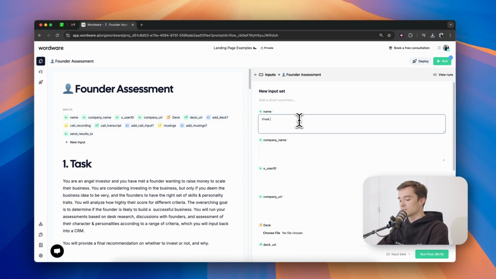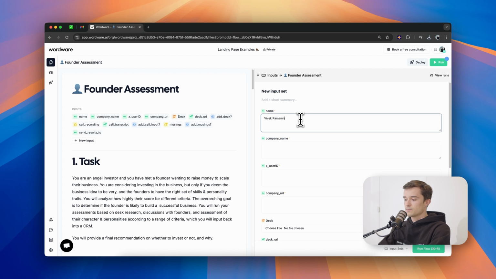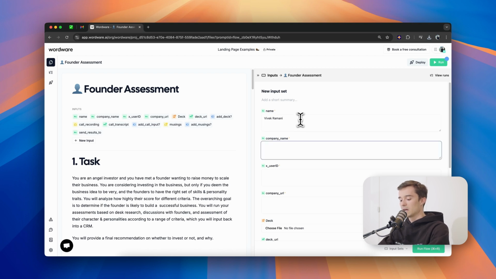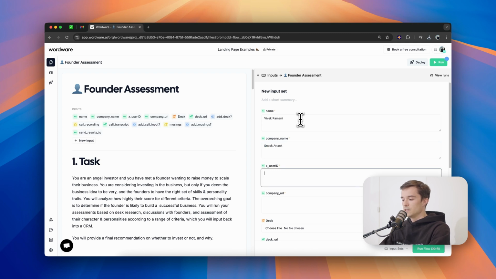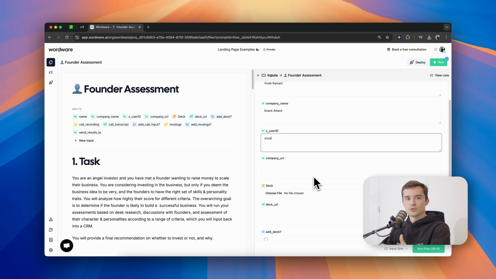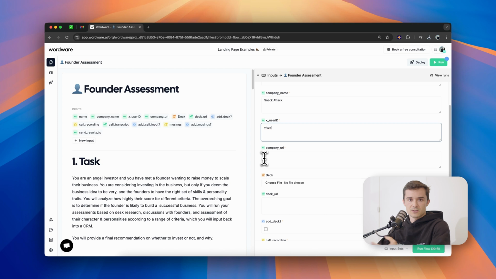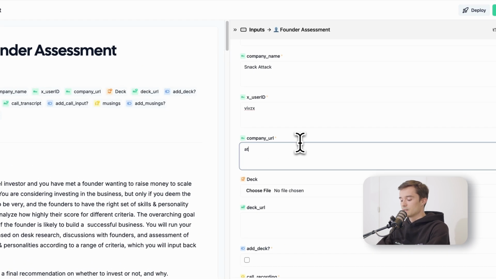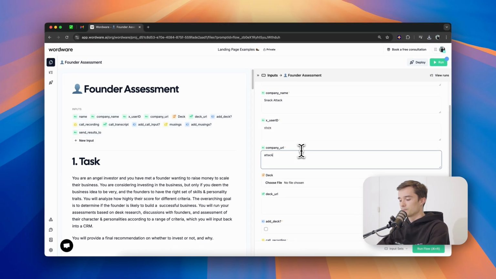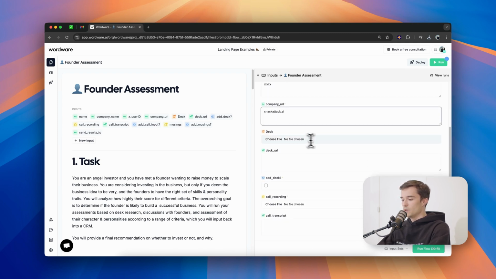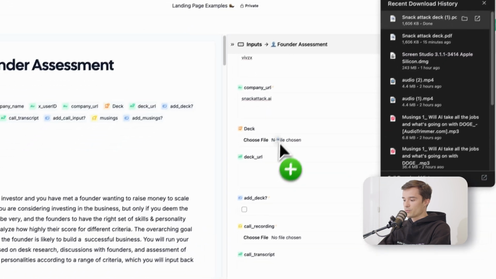So we're talking about this founder. And I'll add the company name as well. The X user ID, I want the app to parse the entire internet, including X.com, to extract information about the founder. And then we'll add the company URL. And lastly, we need to add the deck, so I'll just drag and drop right here.